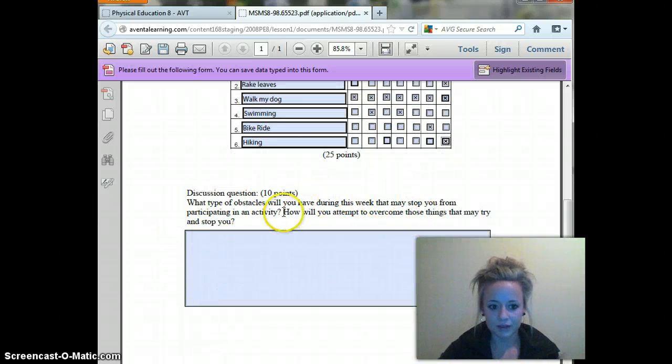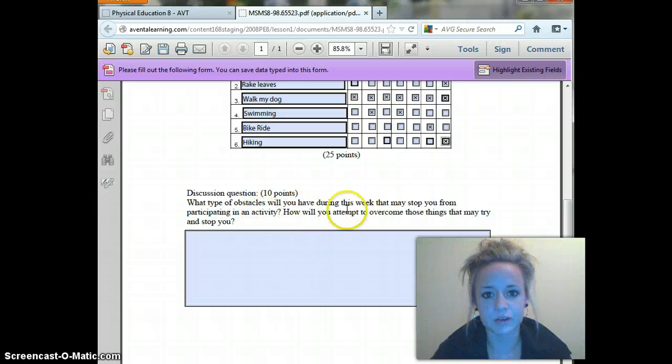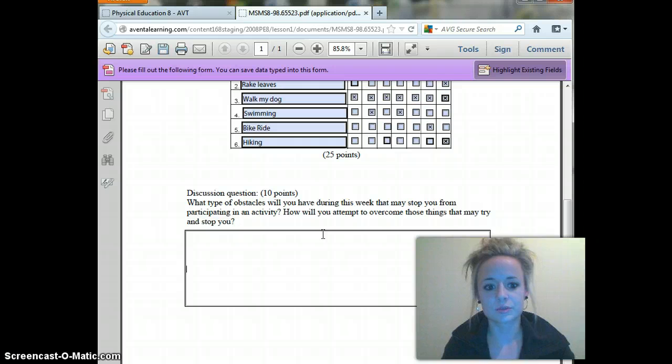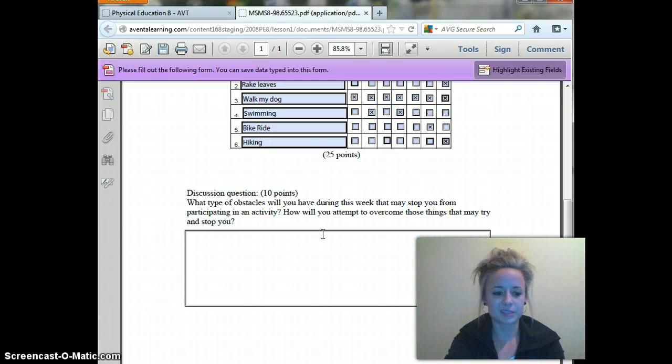Now we have that filled out, and we're going to fill out our little discussion box. What types of obstacles are going to keep you from being active? What types of things will pop up and get in your way? I'm just going to write a few ideas, and they don't have to be the same as yours. I want this to be personal for you, but maybe these are some things that might get in my way. Maybe I won't have any motivation. Maybe I'll be too tired. Maybe I'll have too much work.